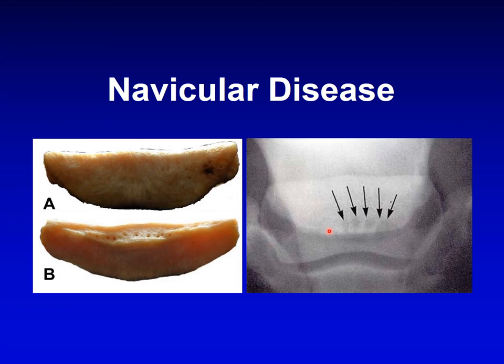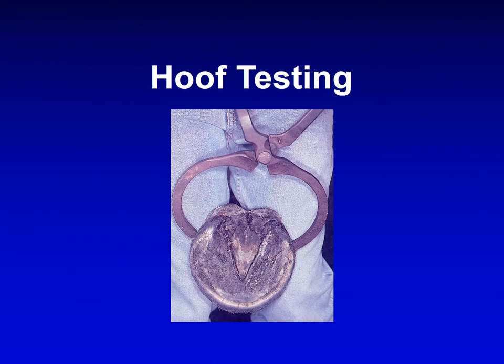Now, the best way to diagnose this is with hoof testing. Hoof testing is basically the first diagnostic method, if you will. Not the best, but the first diagnostic method to diagnose navicular disease. So this is a hoof tester, and the examiner is putting some pressure on both sides of the navicular bone right here to see if the horse reacts to pain. If the horse reacts, it will flinch.